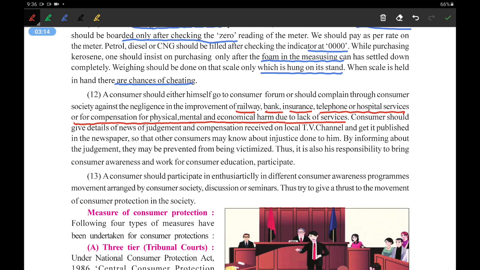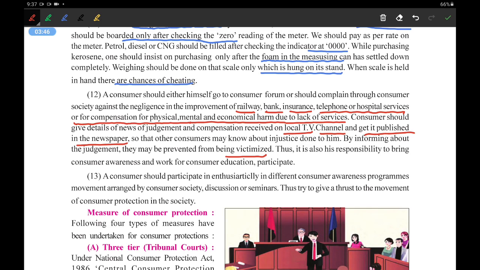Consumers should give details of the judgment and compensation received to local TV channels and get them published in newspapers. So you should also give such information in the news. Why should it be given? So that other people can also take inspiration from him and get motivated to do the same, so that other consumers may also know about the injustice done to him. By informing about the judgment, they may be prevented from being victimized. It also helps them to get proper safety.